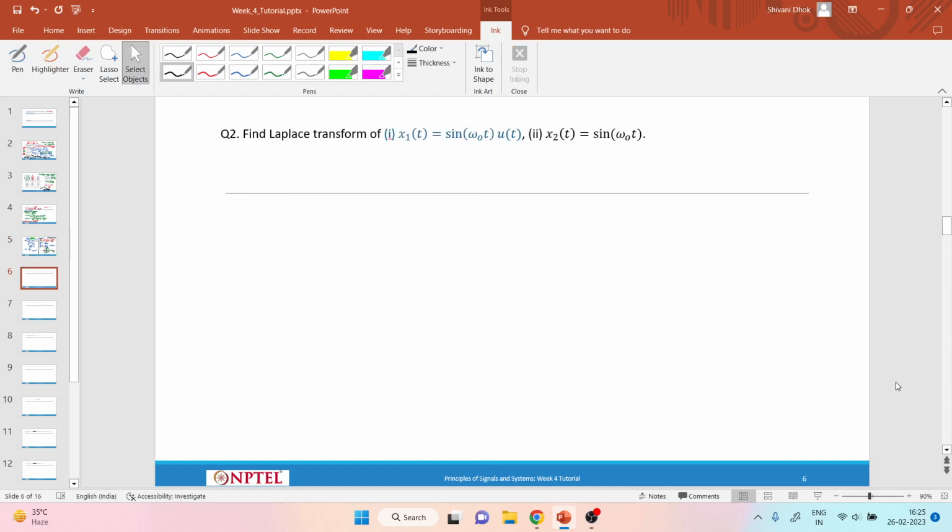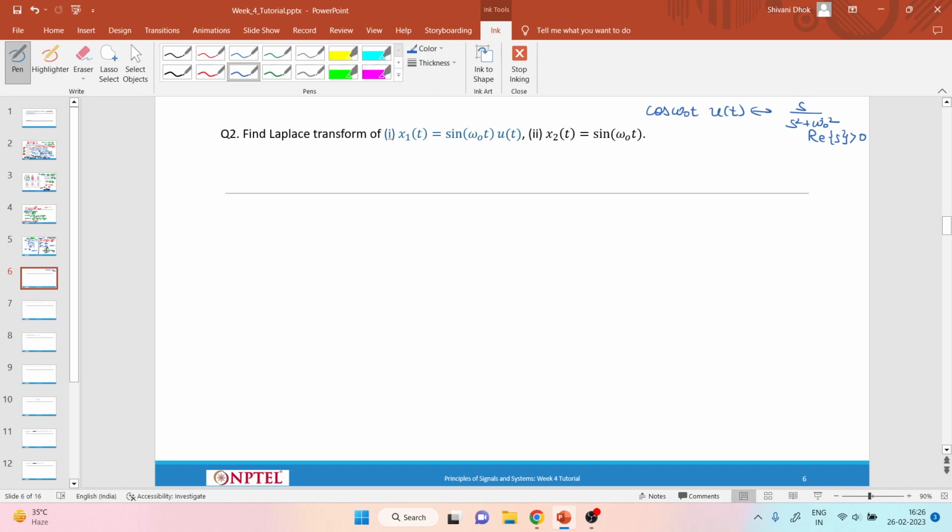Let us look at the next question. In the tutorial, or rather in the week's session, the Laplace transform of cos omega naught t u of t was obtained as s upon s square plus omega naught square, with a region of convergence of real part of s greater than 0. This was obtained in the tutorial.